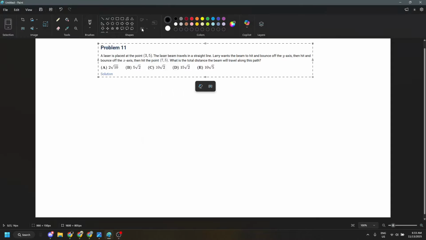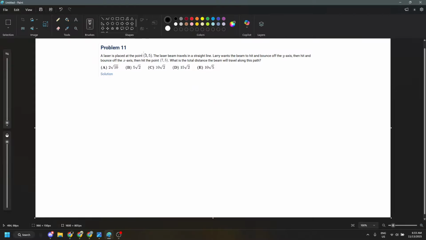So a laser beam is pointed at the point (3, 5), and it travels in a straight line. It wants to bounce off the y-axis, then the x-axis, and hit the point (7, 5). What is the total distance the beam will travel along this path?